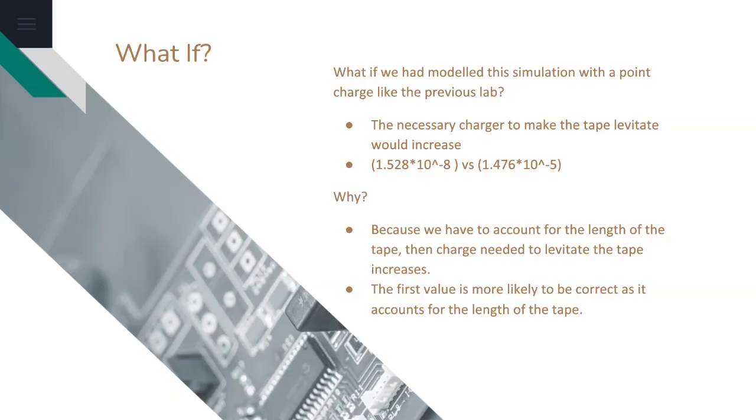And why? This is because when accounting for the length of the tape, this changes the total charge that we'd need. So in conclusion, our current simulation, where we're calculating this tape as a line as opposed to a point charge, should be more accurate and thus yield a more accurate representation of the net charge of the tape. That concludes my physics lab. Thanks for watching.